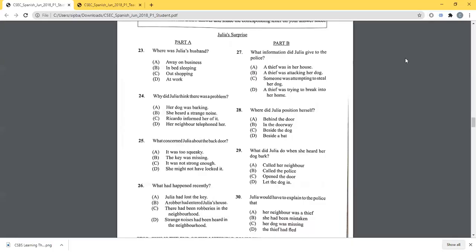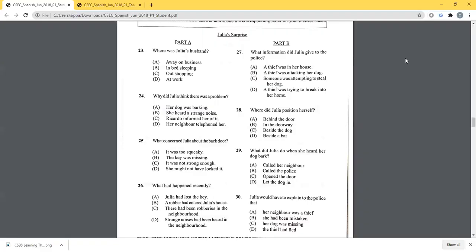Eran las 11:30 cuando Julia se acostó. Estaba sola en casa porque su marido, Ricardo, estaba de viaje de negocios en el extranjero. De repente, oyó ruidos extraños y tuvo miedo. Los ruidos parecían venir de la puerta trasera. Julia se preocupó mucho porque no podía recordar si había cerrado la puerta con llave antes de acostarse. Pensó en los robos que habían ocurrido en su vecindario y, sin vacilar, Julia fue al teléfono para llamar a la policía. Okay, that's the end of part A.